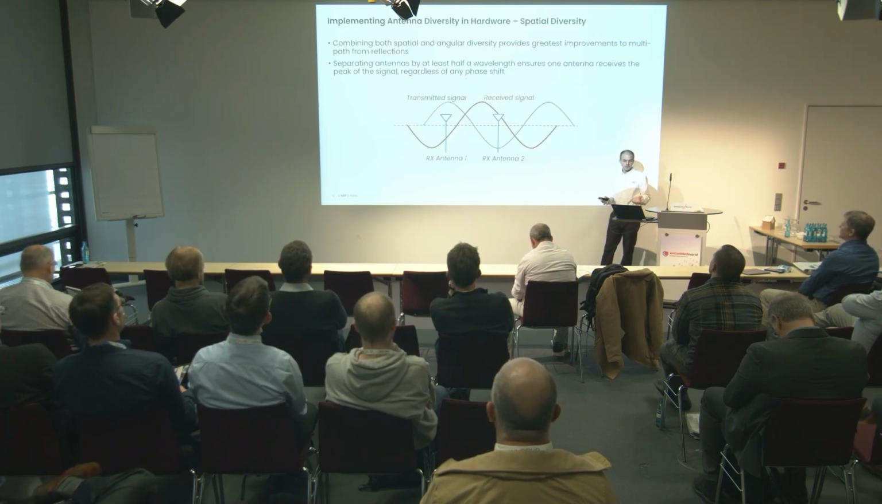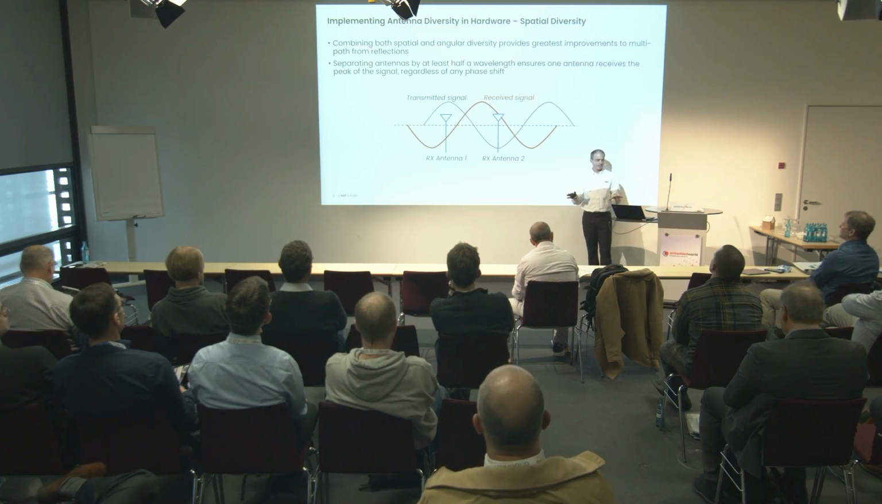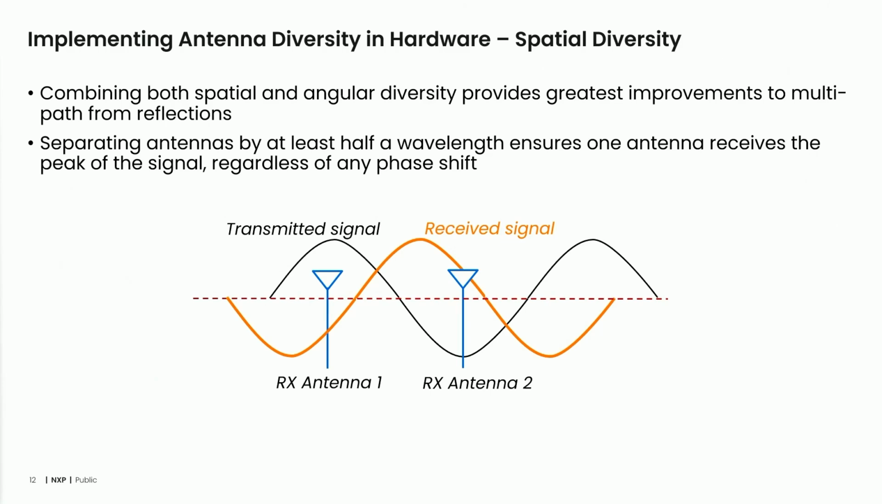So the first thing that we're going to do on our hardware PCB design is what we call spatial diversity. When you see PCBs that have multiple antennas, and we'll see one in a moment, the antennas are spaced out. They're spaced out because that way, each antenna, no matter how much phase shift happens, is always going to be receiving more or less the peak signal. And we'll space them out by at least half a wavelength.